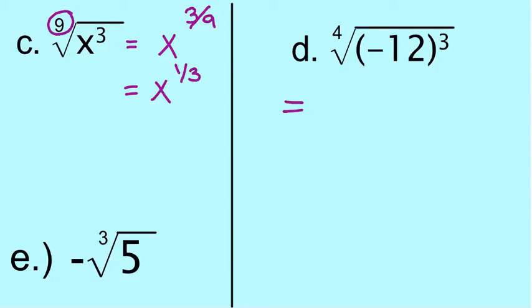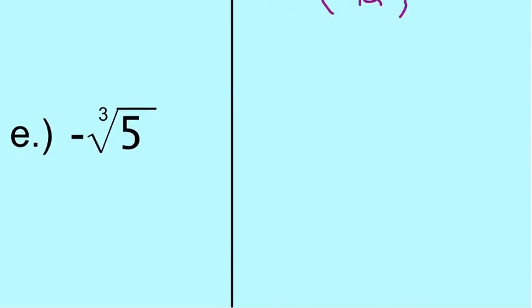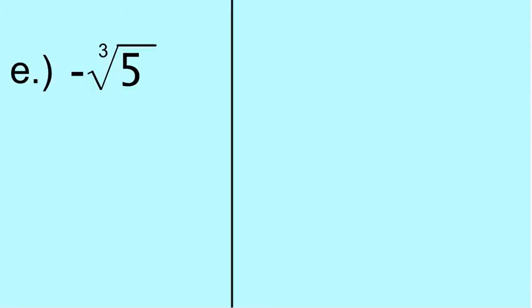All right, here's our next example. Our index is now a 4, so we have -12 raised to the 3/4 power. All right, last one of these. -5. There's no value here, so I'm going to go ahead and put a 1 there, 5. So it's 1/3 power. Negative, parentheses, 5 raised to the 1/3.